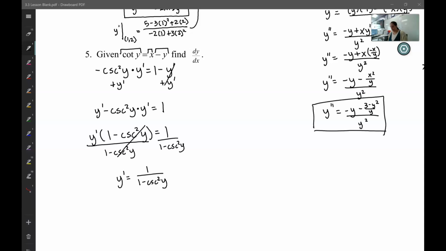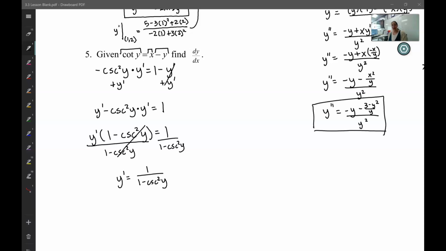Derivative of cotangent is negative cosecant squared of y, but then we need to add our hook-on factor, y prime, or dy dx, equals derivative of x is 1. Our hook-on factor for x is dx dx, so we don't really need it. And then minus y prime. Derivative of y is dy dx or y prime.